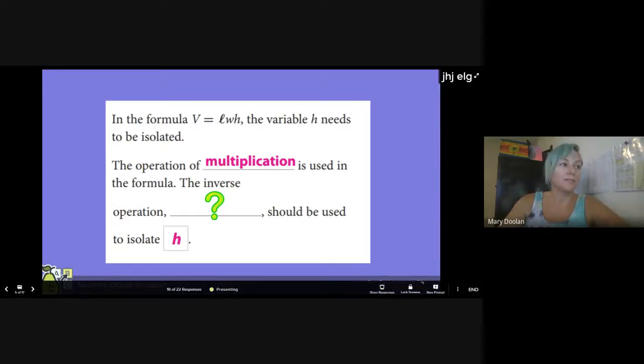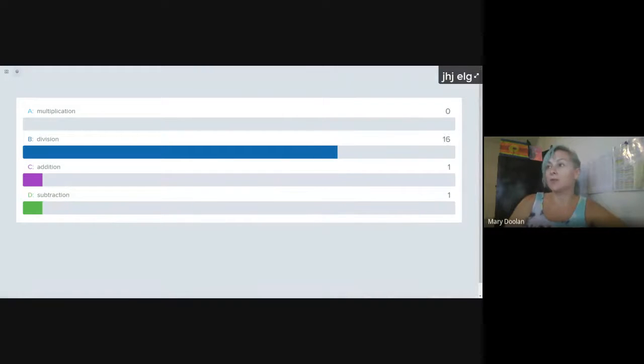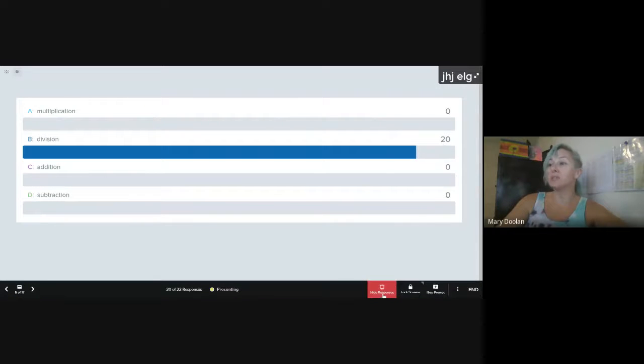All right. Let's take a look at what we came up with. As a class, 15 of us said division, one person said addition, one person said subtraction. Now we have 18 for division and 1 for subtraction. Division is the correct answer. Division is how we undo multiplication.